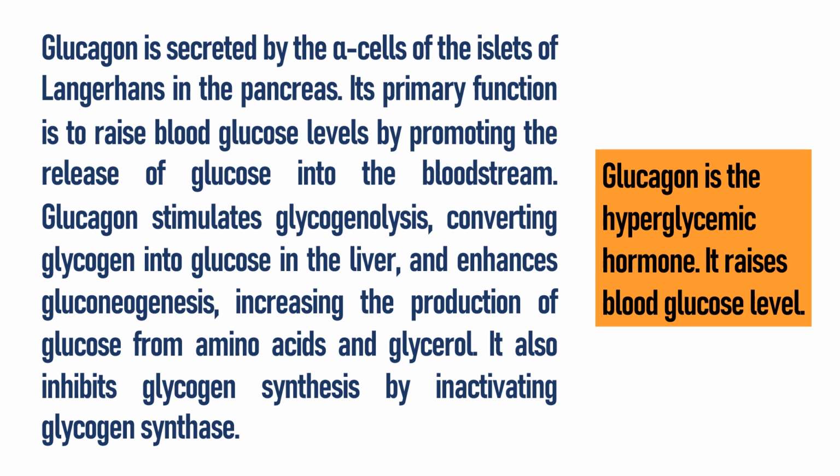Glucagon is secreted by the alpha cells of the islets of Langerhans in the pancreas. Its primary function is to raise blood glucose levels by promoting the release of glucose into the bloodstream. Glucagon stimulates glycogenolysis, converting glycogen into glucose in the liver, and enhances gluconeogenesis, increasing the production of glucose from amino acids and glycerol. It also inhibits glycogen synthesis by inactivating glycogen synthase. Glucagon is the hyperglycemic hormone. It raises blood glucose level.